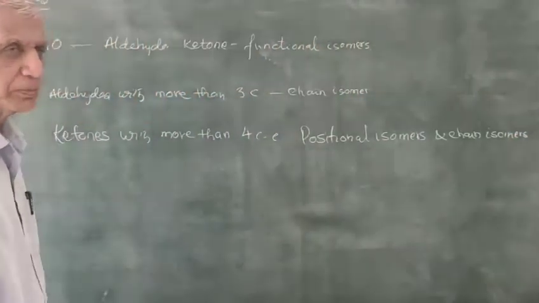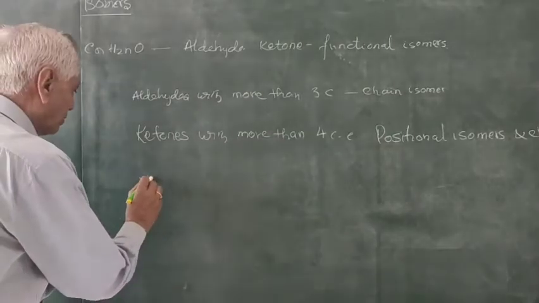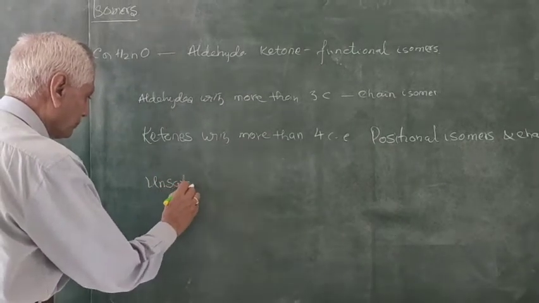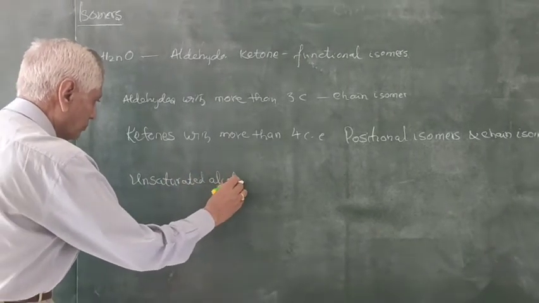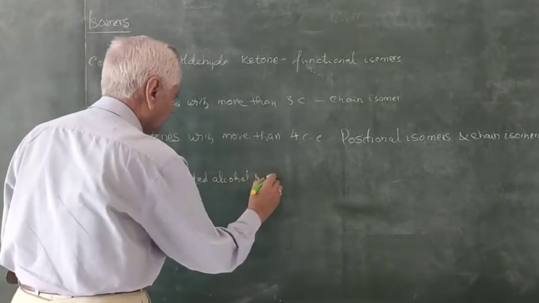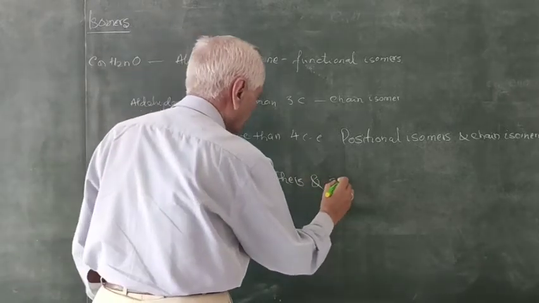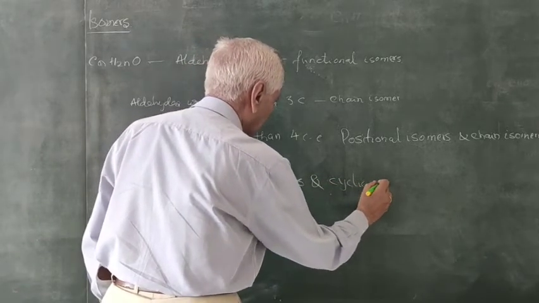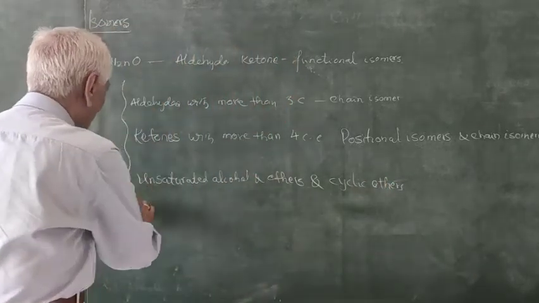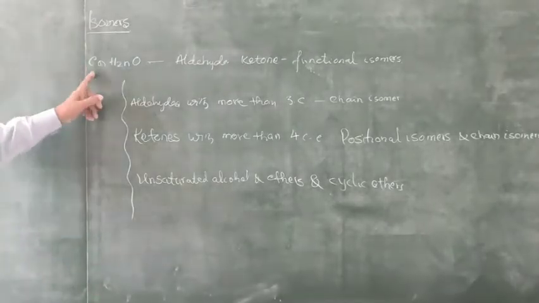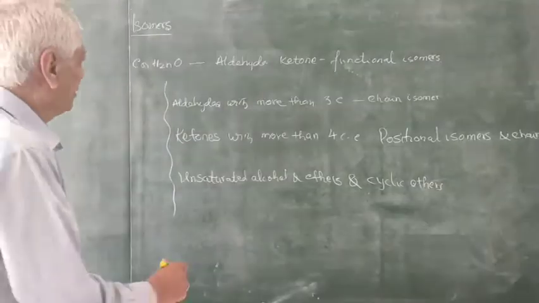So for different examples, you will get different things. Apart from this, we also have unsaturated alcohol. So all these types of isomers are possible for the compound containing C and H2O. I will give you the example, but think of only these things.